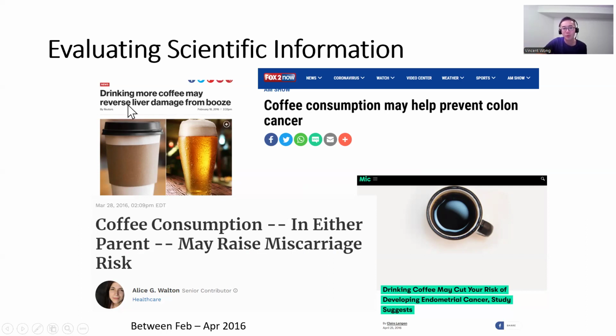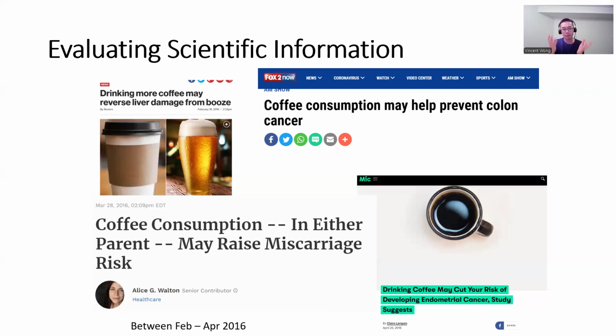People who drink coffee look at that, and it would be confirming their beliefs, and they're like, "Yeah, I knew it. I knew drinking coffee was good." And then they share it with their friends. And then over here, we have another one that says coffee consumption in either parent may raise miscarriage risks. And then that tells you drinking coffee is not so good. And then there are other ones that say it would prevent colon cancer, cut your risk of developing endometrial cancer. So there is this conflicting information.